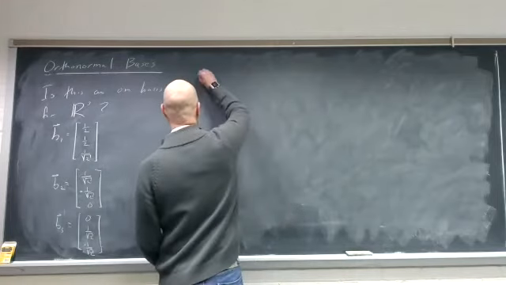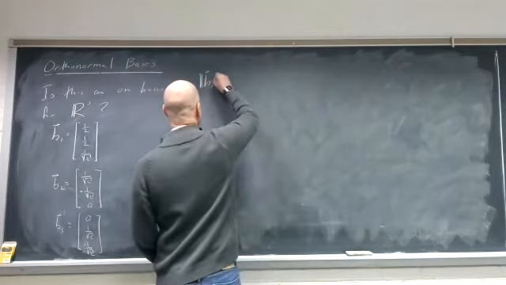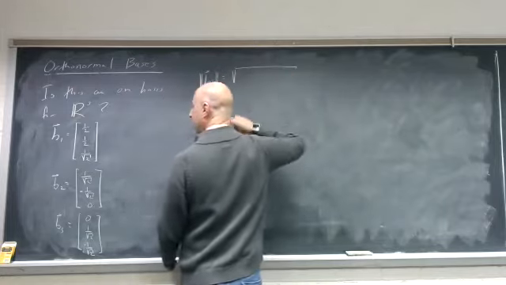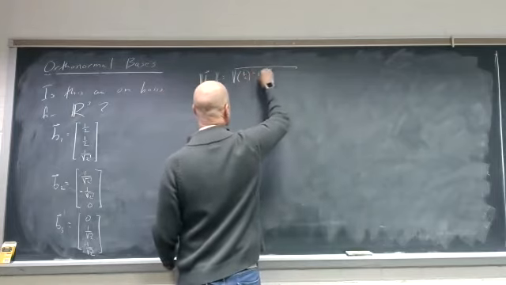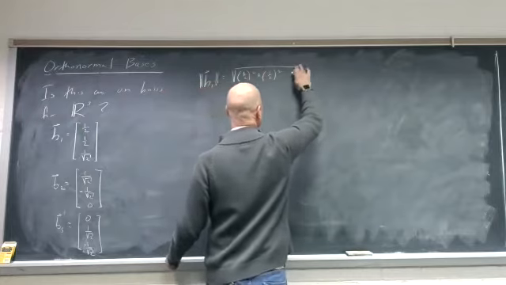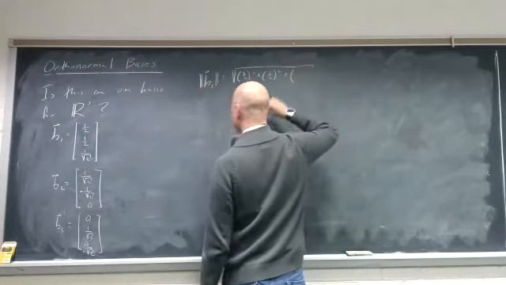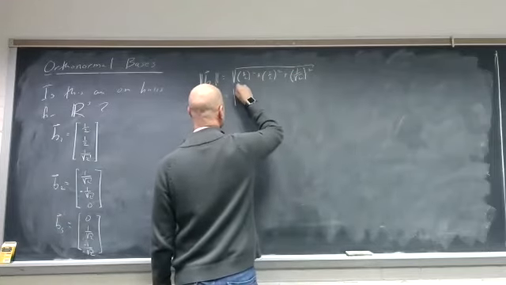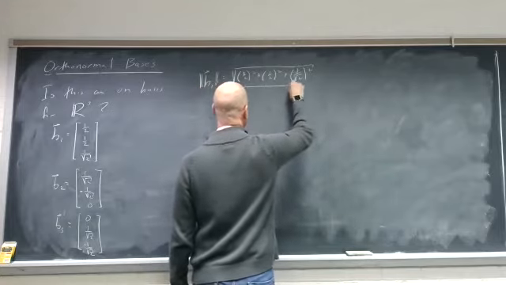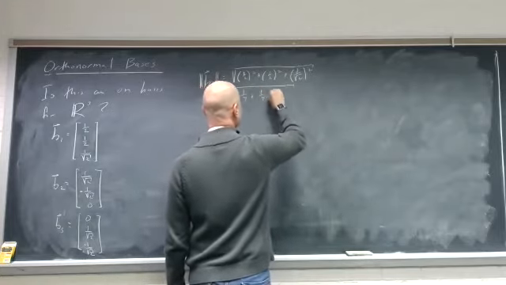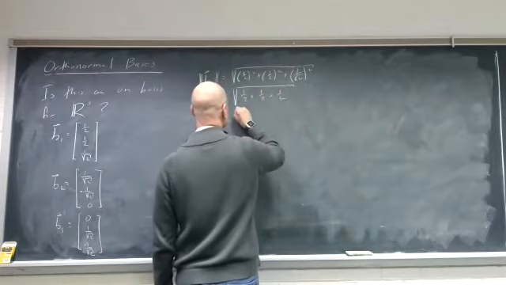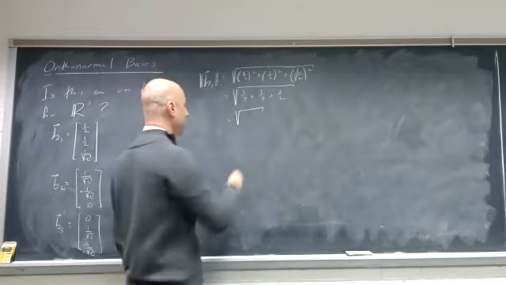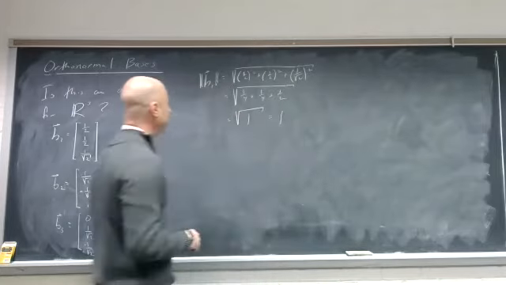We can start computing the length of the vectors. B1, length of B1 is the square root of 1/2 squared plus 1/2 squared plus 1/√2 squared. In other words, square root of 1/4 plus 1/4 plus 1/2. 1/4 plus 1/4 is 1/2, plus 1/2 is 1. That looks like it equals 1 to me.